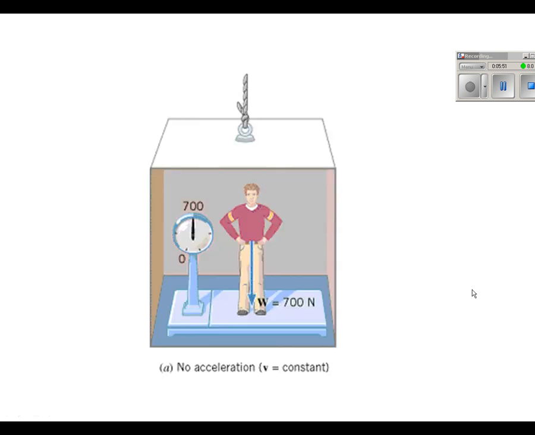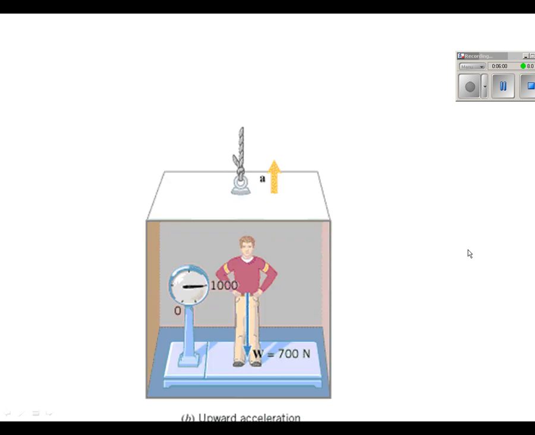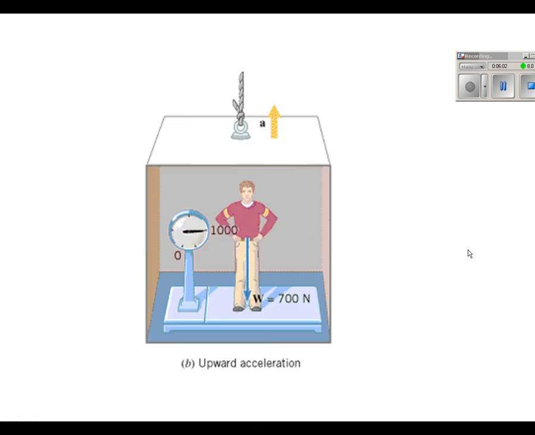So here we are, there's no acceleration, our velocity is constant, our weight of 700 newtons is down, our scale weighs 700 newtons. Now in this next case, we're going to accelerate upwards. The bottom of this elevator is going to press up against us, causing the normal force to increase, and our weight stays 700 newtons, but now our apparent weight is 1,000 newtons.